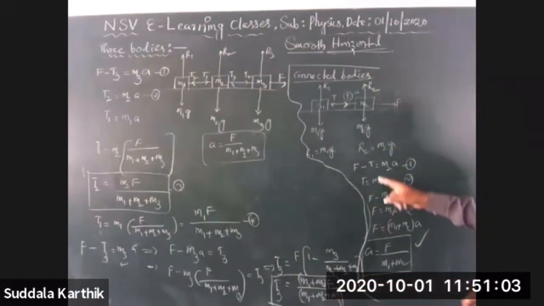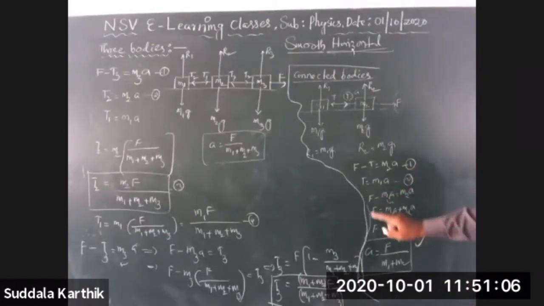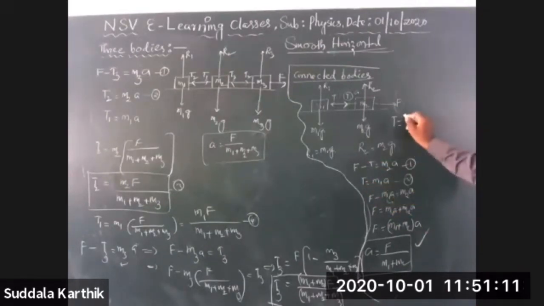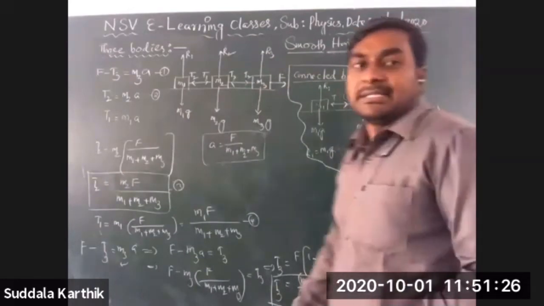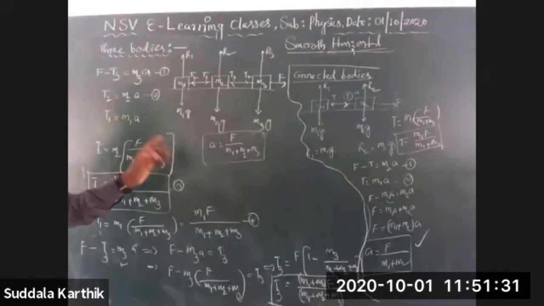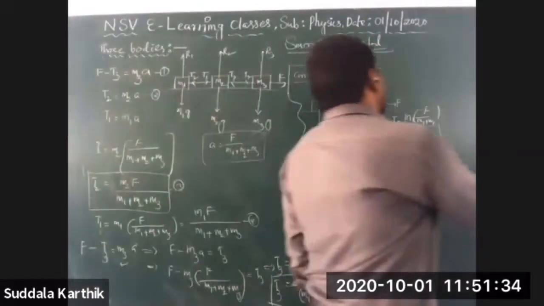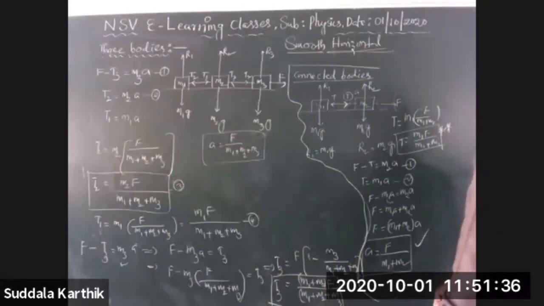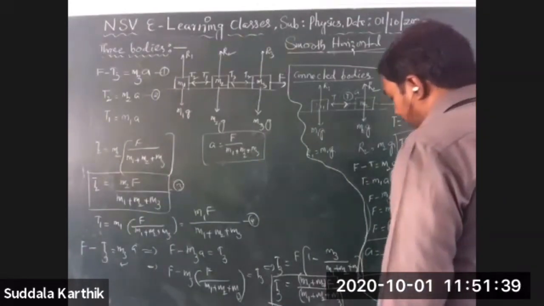And in this also you can calculate, T equal to M1A. Then they can ask T. T is how much? T is equal to M1 into A. M1 into A is F by M1 plus M2. That is equal to M1F by M1 plus M2. T is equal to M1F by M1 plus M2. Like these situations are there. Yes, you have to remember these equations.